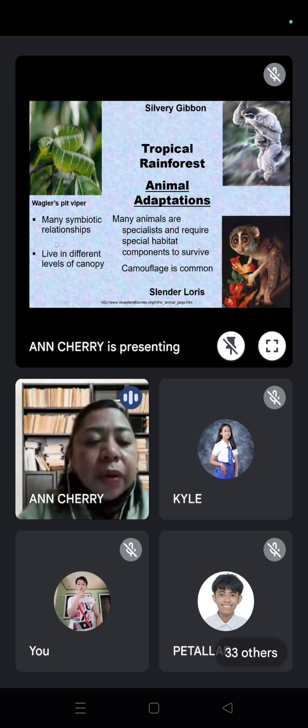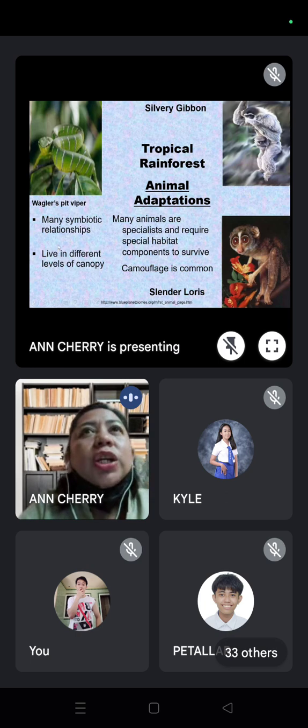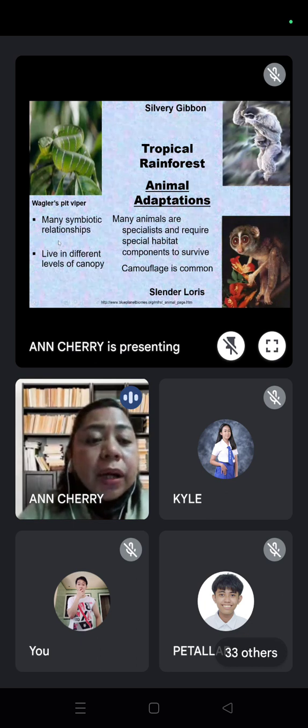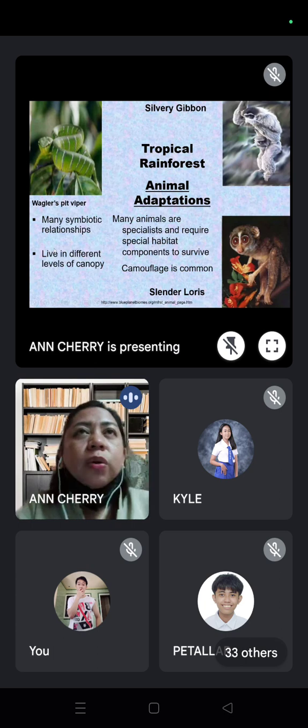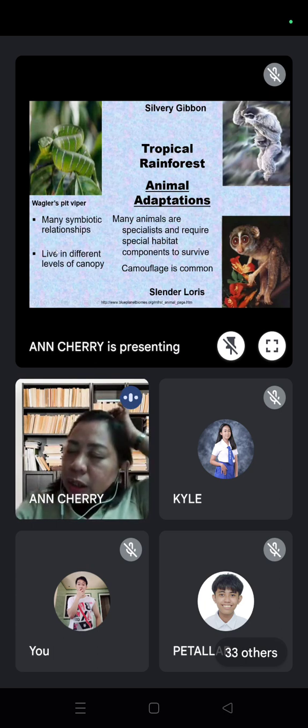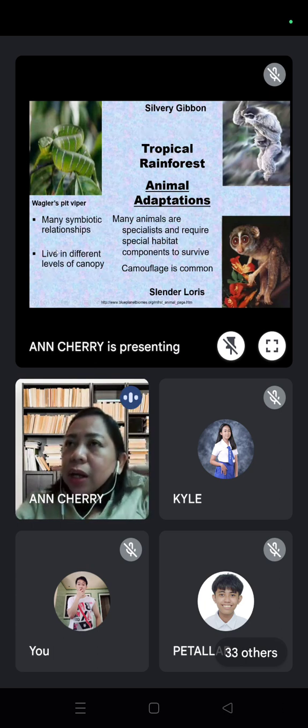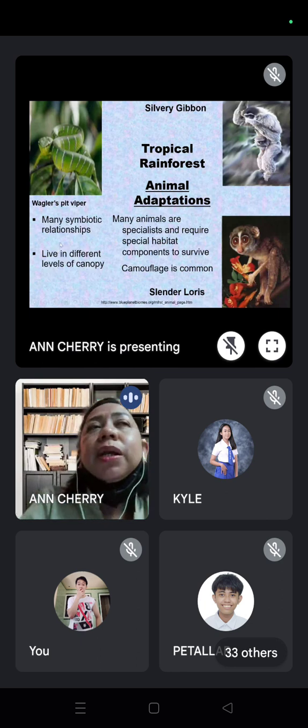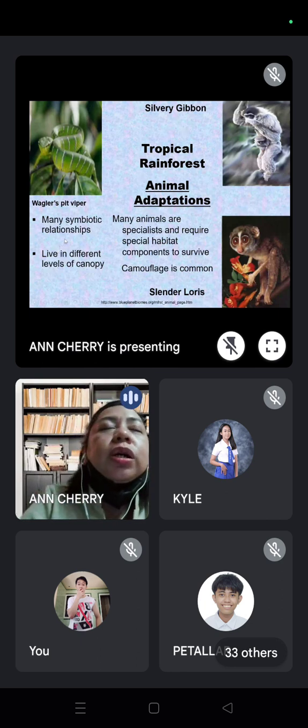Okay? So they live in different levels of the canopy. So animals that tend to eat branches and shoots, most of them tend to live in the higher part. And those that eat fruits, in the fruit bearing trees, usually live at the middle, and then those others are on the floor.